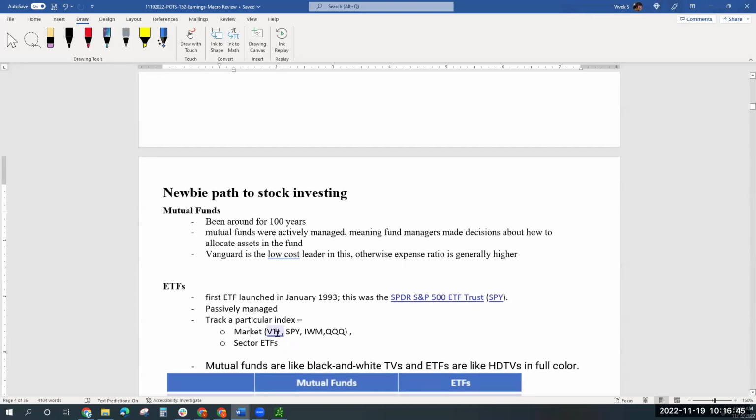Total market ETF, VTI, is from Vanguard, which is a total market index ETF. Then you have SPY, which is the S&P 500 ETF. IWM, which tracks the index of the Russell 2000. QQQ tracks the NASDAQ 100. So these are market level ETFs. Then you also have ETFs which are sector specific. Right?